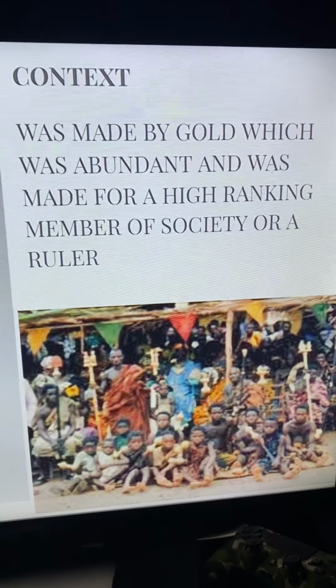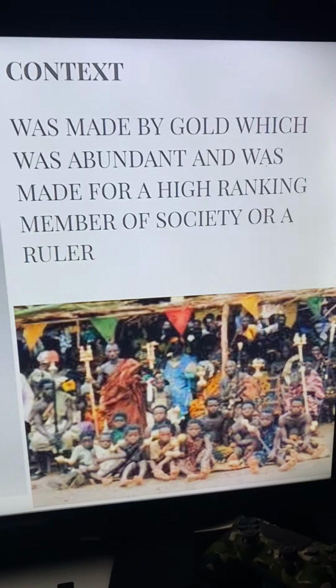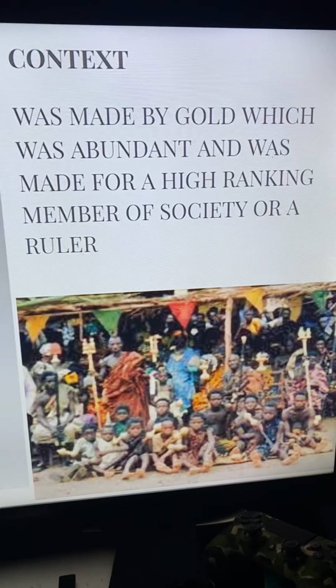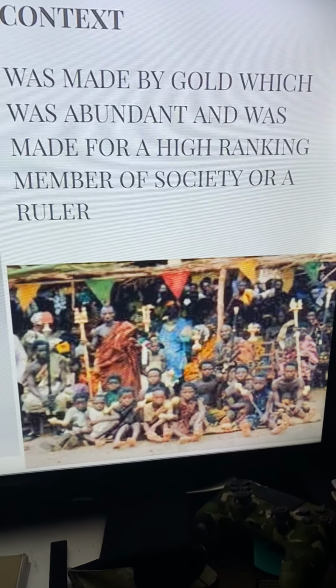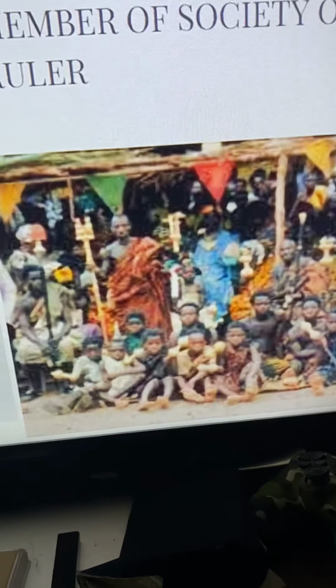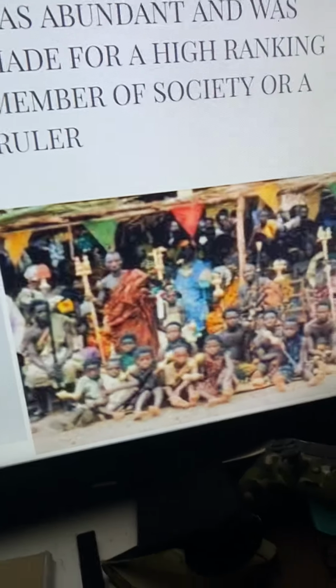What we can see is that it was made out of gold, which made it abundant, and only the high-ranking members of society or rulers were the ones who carried this. Right here we can see who were the people that carried it. Obviously these are the kids right here, and only the people in the back with the relics are obviously people that are either rulers or they have a high rank in that society that they're living in.